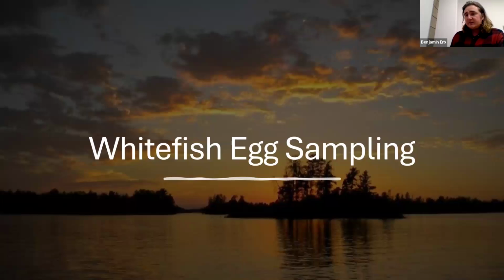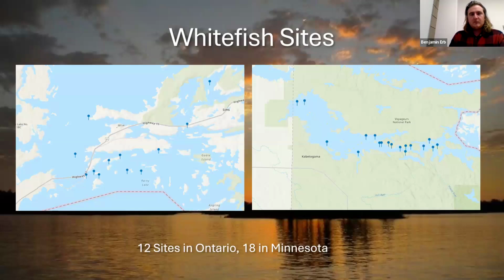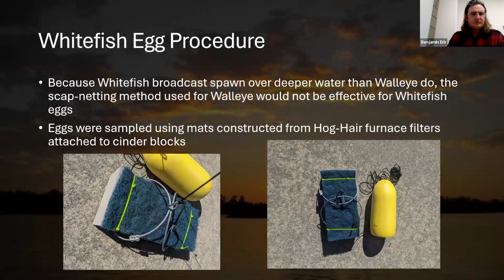I'll get into our whitefish egg sampling now. We just finished up with this a couple weeks ago, so I don't have as many results. I'm still finalizing the results, but we did 30 sites again between Ontario and Minnesota. The walleye egg sampling just took place on Rainy Lake, and the whitefish sampling took place on Rainy Lake and then Kabetogama and Namakan. So I split up the sites a little bit differently. I did 12 in Rainy Lake in Ontario, and then 18 in Minnesota, spread between Kabetogama and Namakan.